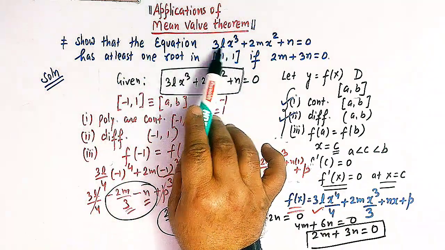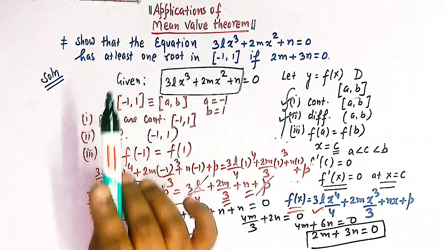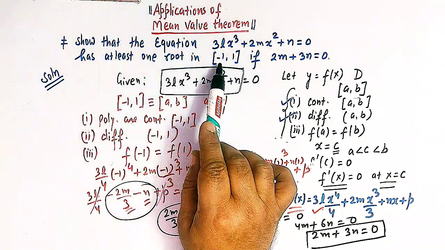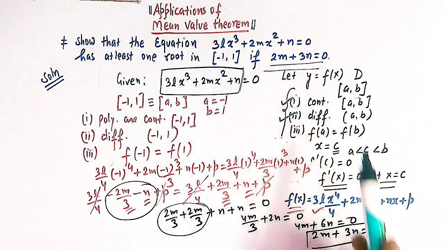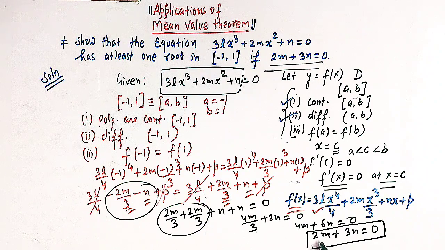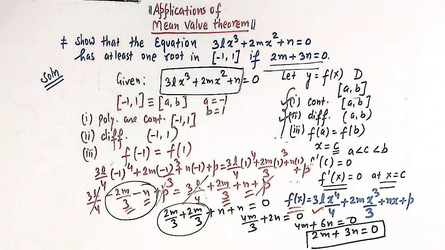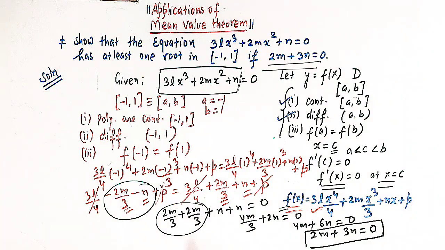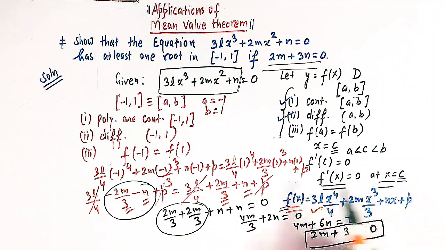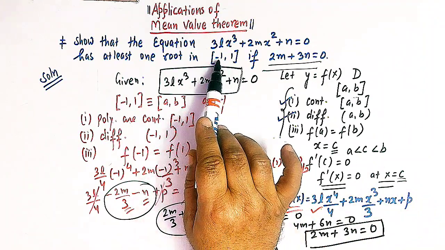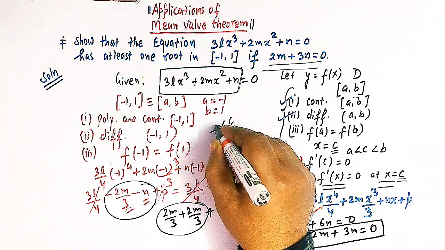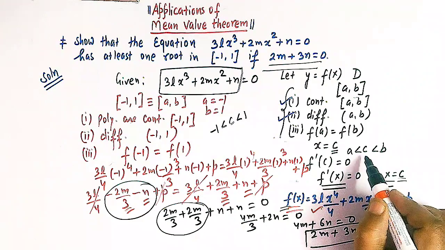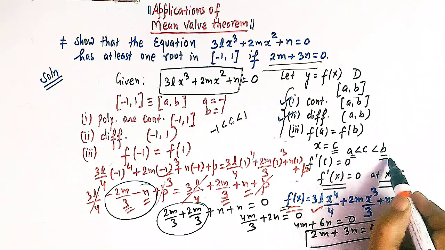So this is our desired and required condition, right? So this equation, which is a cubic equation, has at least one root in this interval minus 1 comma 1 if this condition holds, right? And we have obtained the condition as 2m plus 3n is equal to 0. And here always remember that this c lies between minus 1 and 1, right? Because here c lies between a and b.